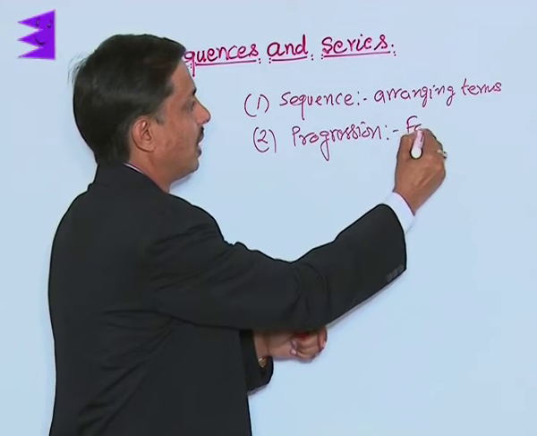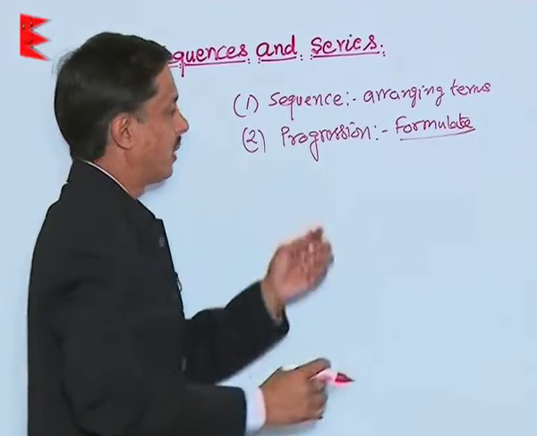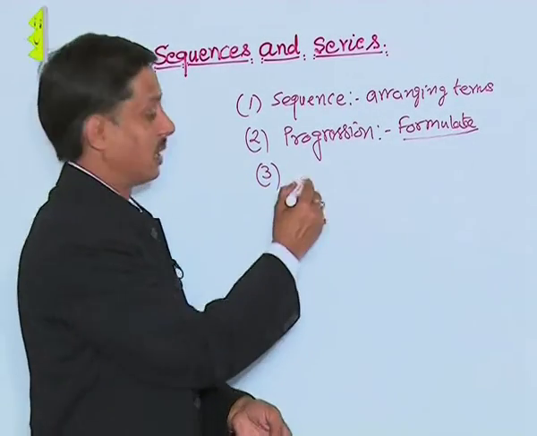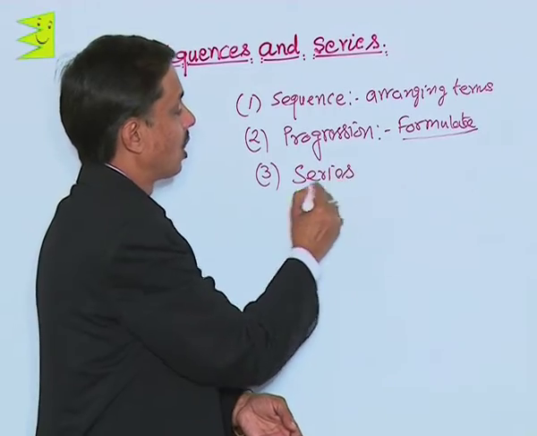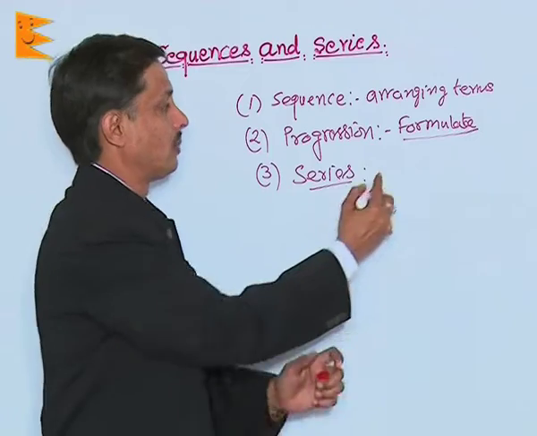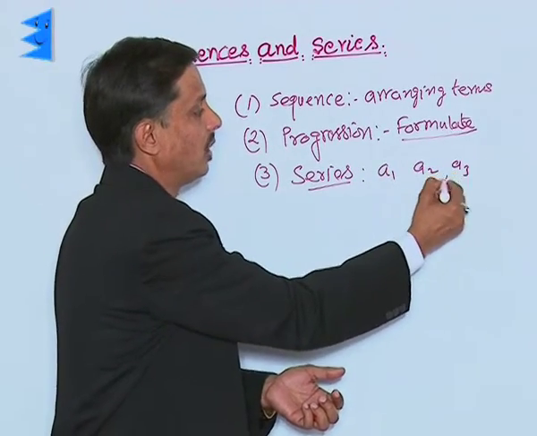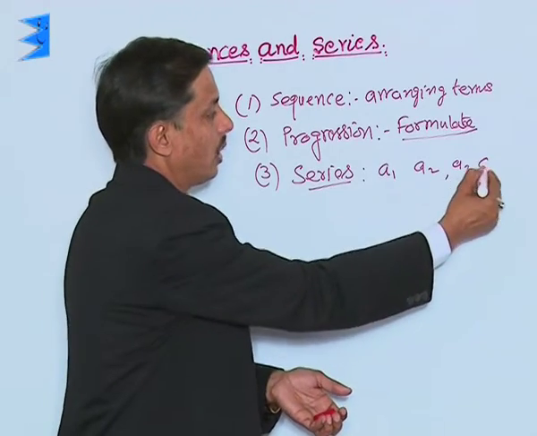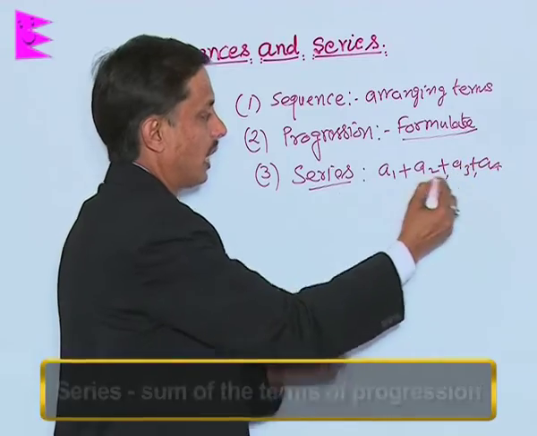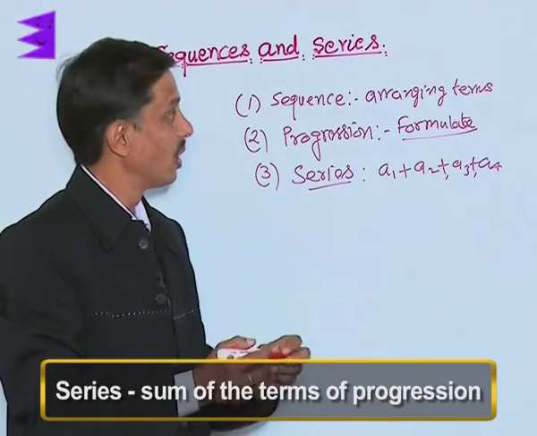If the terms can be formulated, that is known as a progression. And the third thing is the series. If we talk about the series, it's again very simple. If all the terms of any progression, A1, A2, A3 and so on, are added, the sum of the terms of the progression is known as the series.